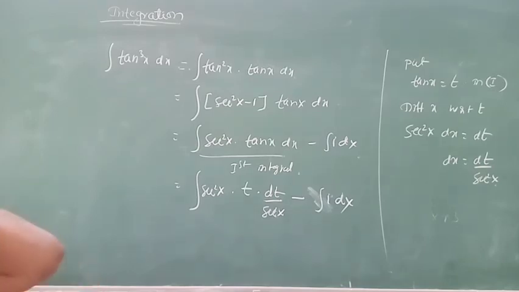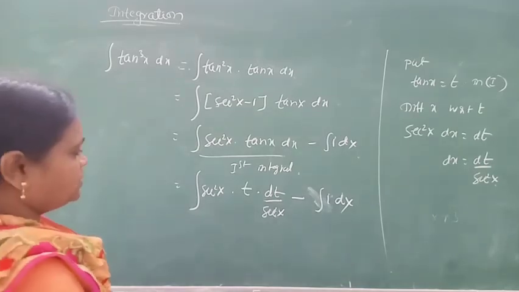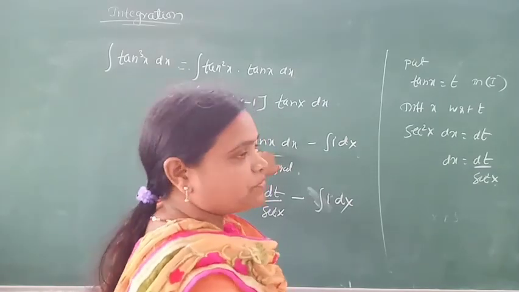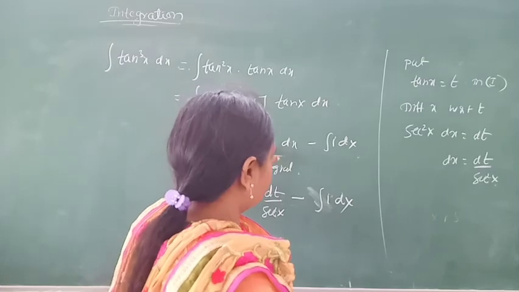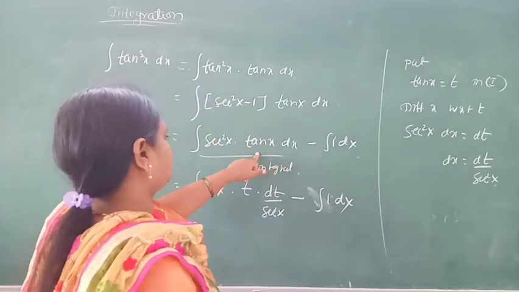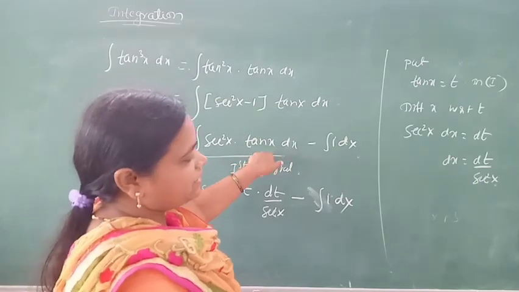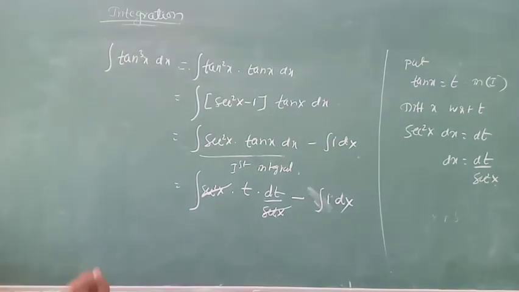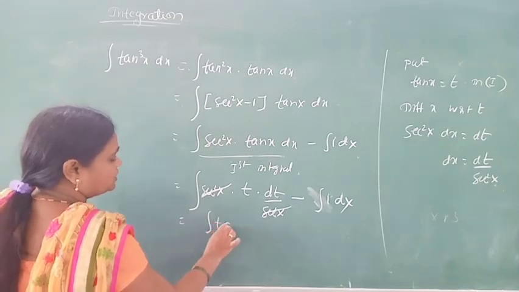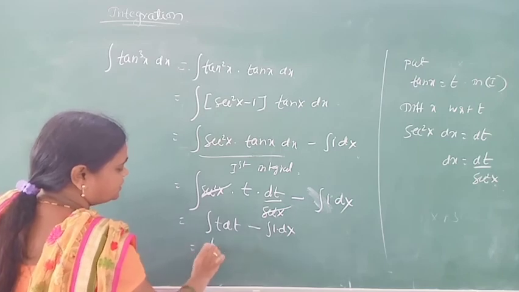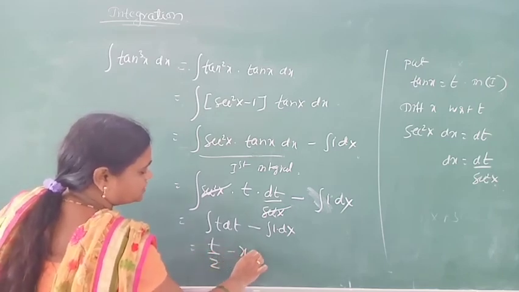Whatever you substitute, tan x or anything, the first step is to verify whether its differentiation value exists in the denominator or not. See, tan differential is secant square, and that exists in the denominator. Secant square x gets cancelled. In that method, we have to use the substitution. We get integration of t dt minus integration of 1 dx. Integration of t is t square by 2, and 1 is x plus c.